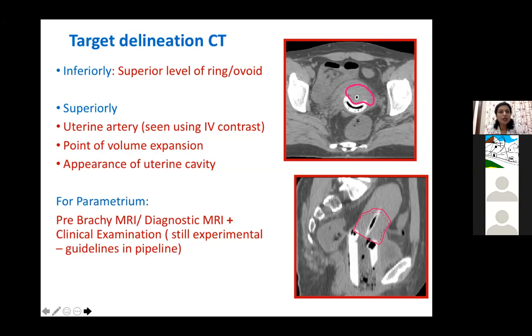So if I have to start target delineation on CT, we start inferiorly from the level of the superior level of the ring or ovoid, and this is the same that we do for MRI. So we start on an axial image. The reason I'm saying inferiorly is that we always start inferiorly. Superiorly, there are pointers towards where the cervix ends. One is where you see a point of expansion. Now, for this particular image, you really are not able to make out very well the point of expansion. It is somewhere around here. So that may not be very obvious, especially in endocervical diseases. But of course, the point of expansion can give you a fair estimate.